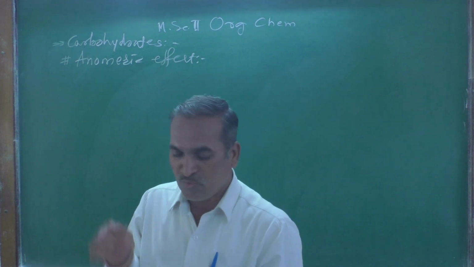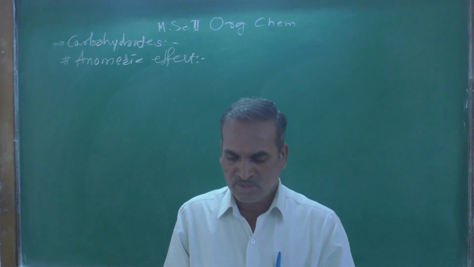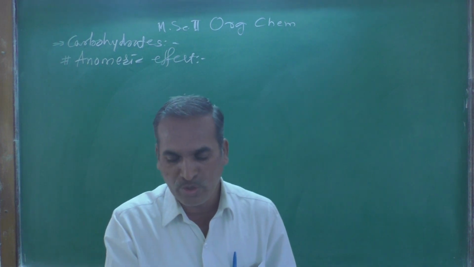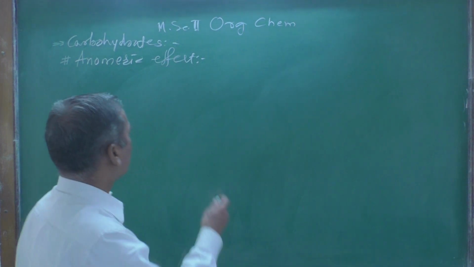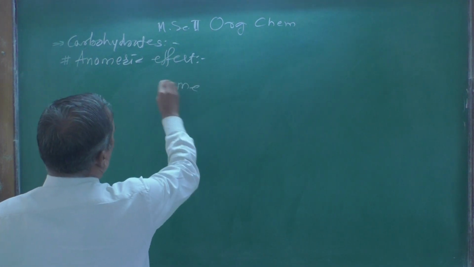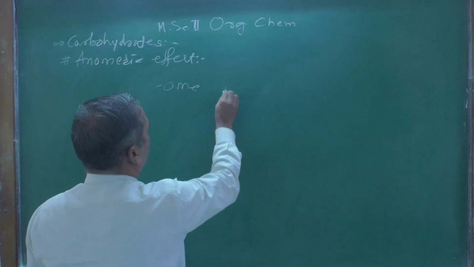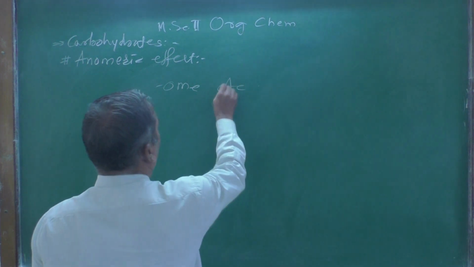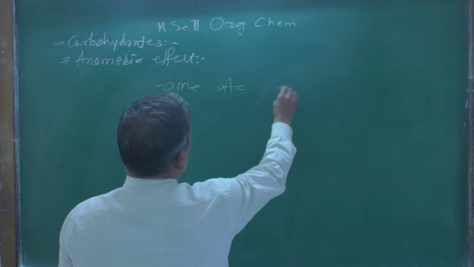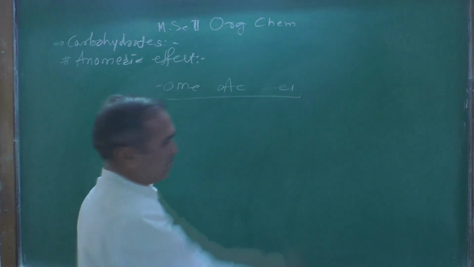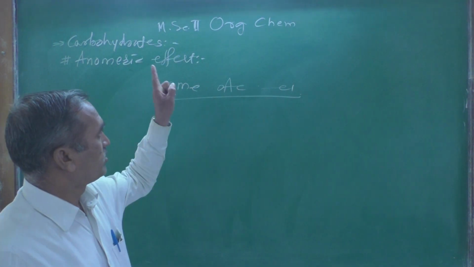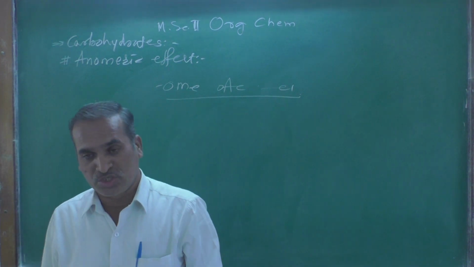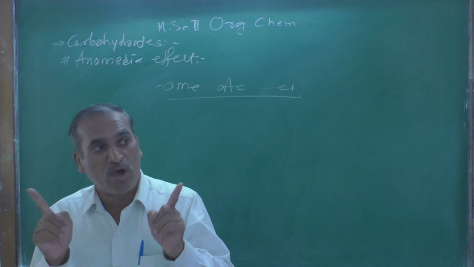This was the case for aldopyranose, in which one OH group had been replaced by OMe, OAc and Cl. OMe means methoxy group, then AC means acetyl group, OAc, and chlorine. These are some of the groups replacing the hydroxy group at the anomeric position.